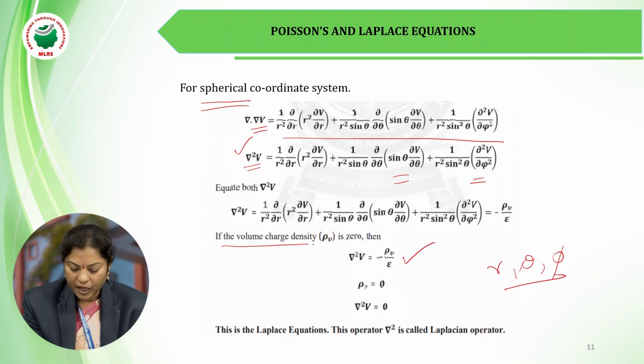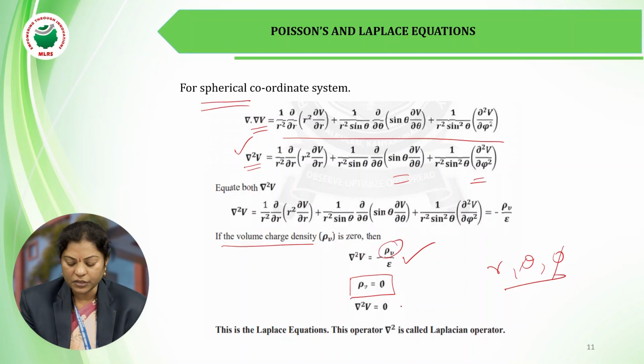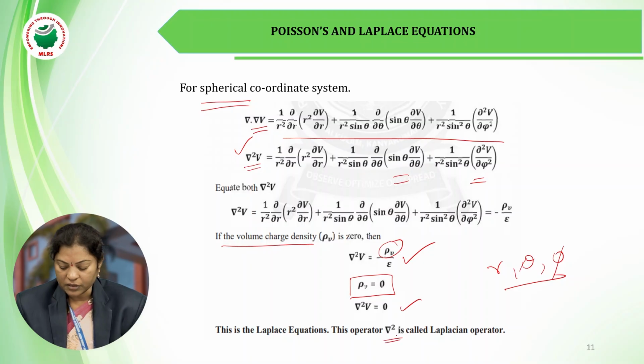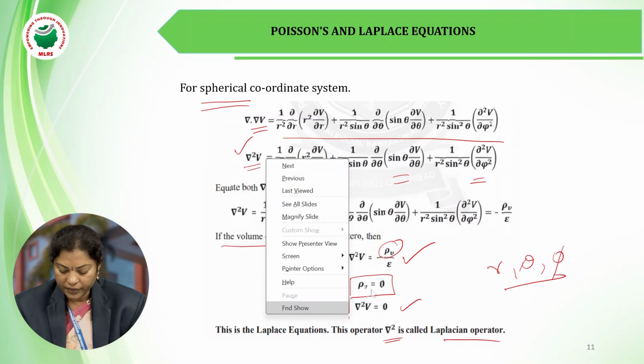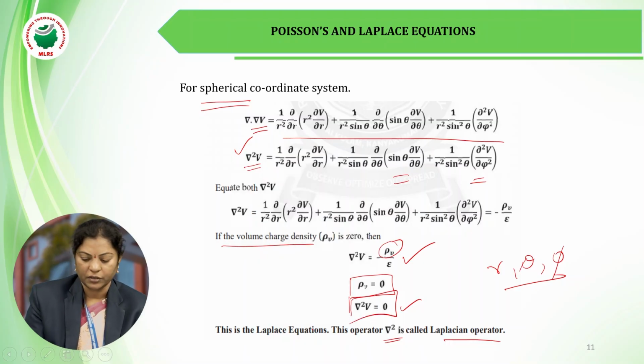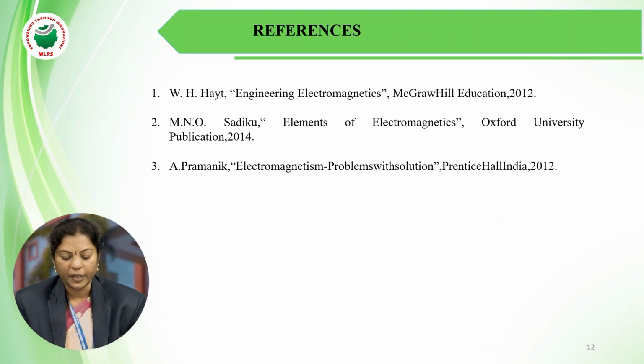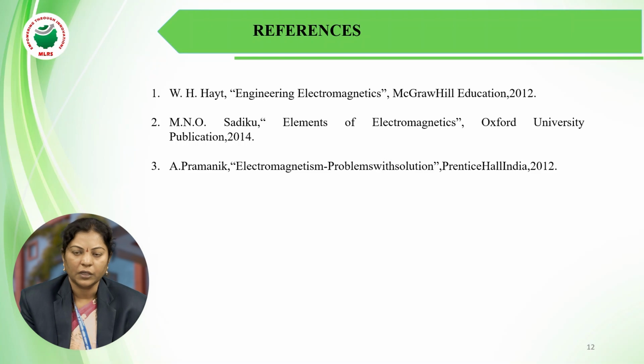But if the volume charge density is 0, then del square v equal to 0. Why? Because rho v is 0. So when rho v is 0, del square v is also 0. This operator is called the Laplacian operator, and del square v equal to 0 is the Laplace equation.